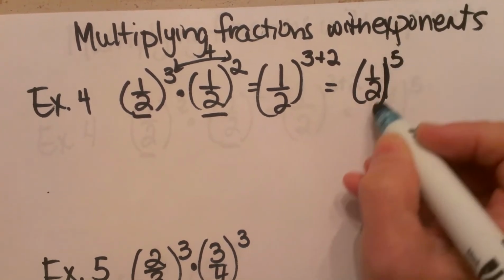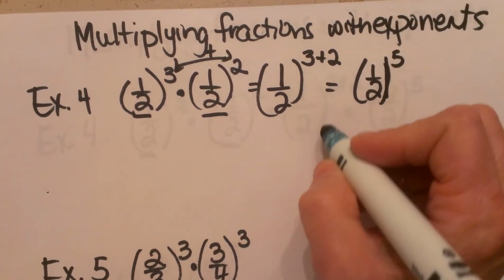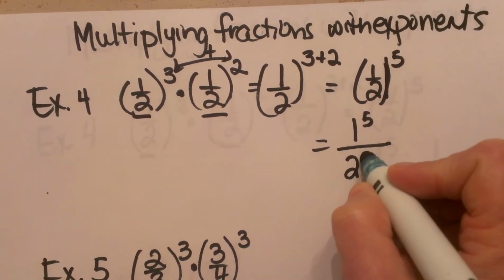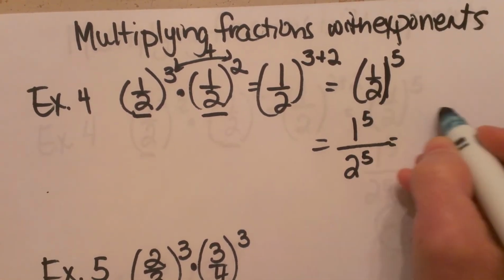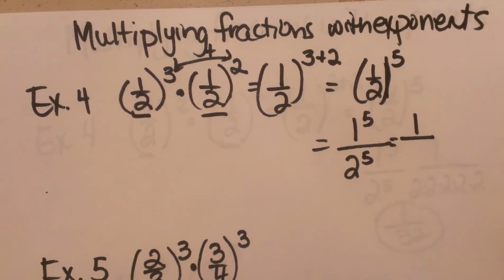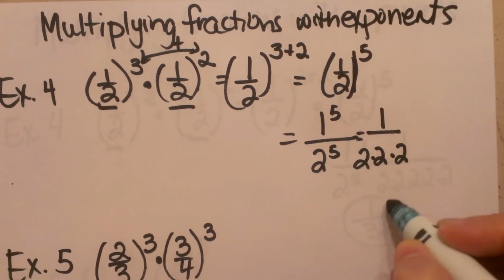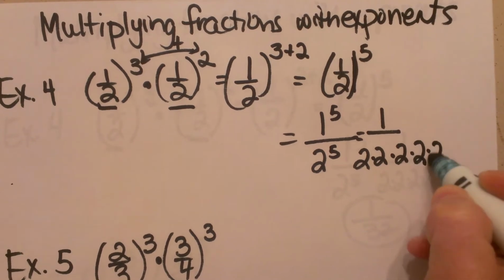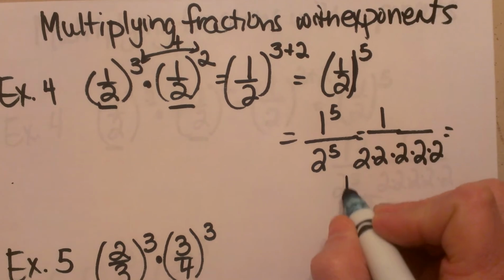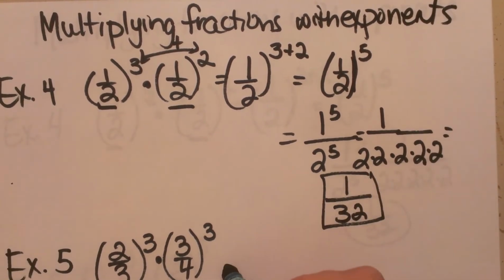Now to evaluate that, we're just going to raise 1 to the 5th power and 2 to the 5th power. So let's separate that. I raise 1 to the 5th, and then I raise 2 to the 5th. Well, 1 to the 5th is just 1 times 1 times 1, all 5 times, so we know that's just 1. But 2 to the 5th, let's write that out and evaluate it. 2 times 2 is 4, times 2 is 8, times 2 is 16, times 2 is 32. So 2 to the 5th is 32, and our final answer is 1 over 32.